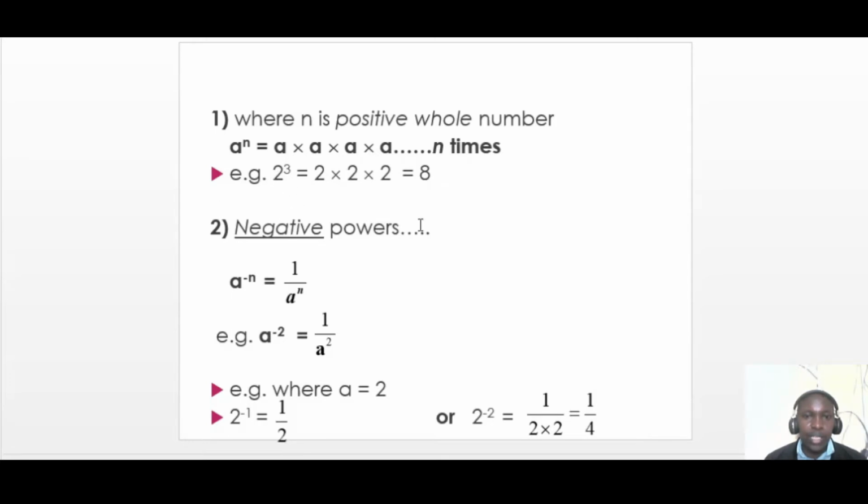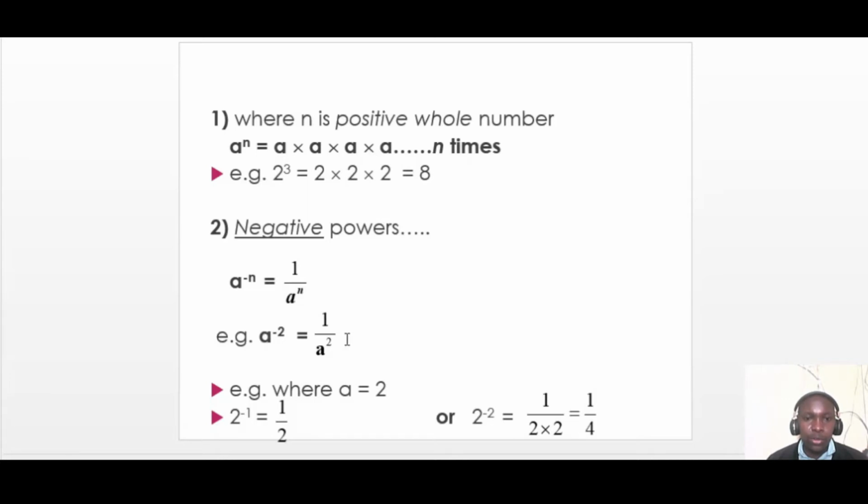Let's go to negative powers. Now suppose we have the power as a negative number like this one, a raised to power negative n. This one means it is 1 divided by a raised to power n. So when there is a negative power, that indicates that it is an inverse. So we take 1 divided by, but we don't write this negative again. So we omit this negative. When we write 1 divided by, we don't include the negative sign.